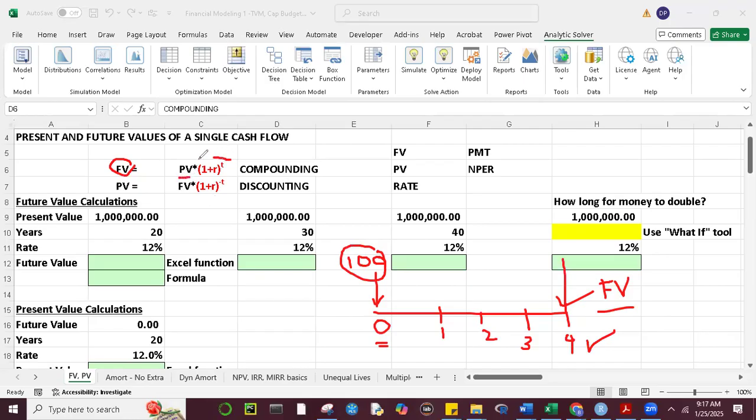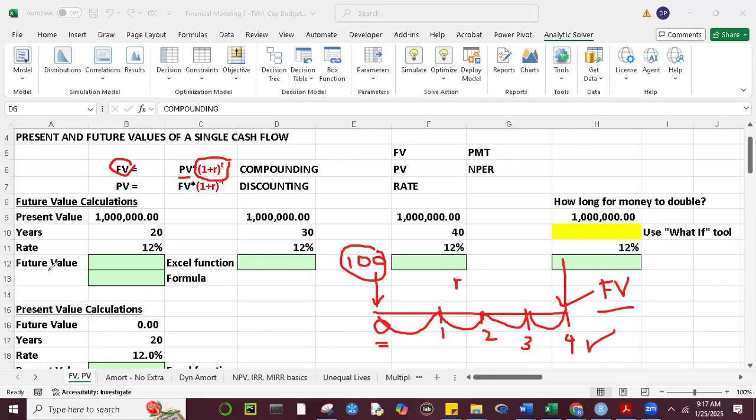times a compound factor. This one. R stands for the rate, the growth rate, the interest rate, and T stands for the number of periods. So T here will be compound period 1, compound period 2, compound period 3, and compound period 4. So there will be 4 compoundings. So the formula is PV times 1 plus R raised to the T.